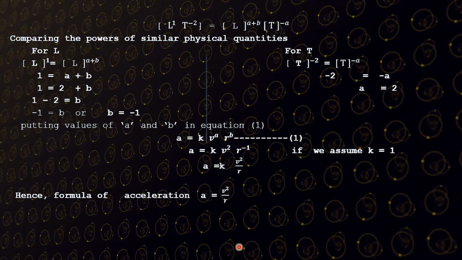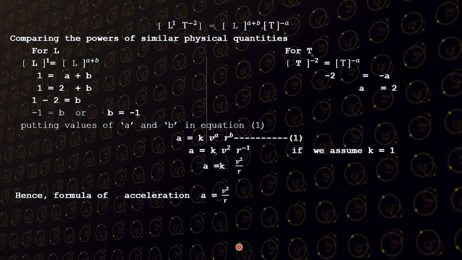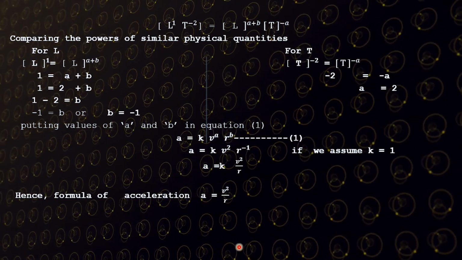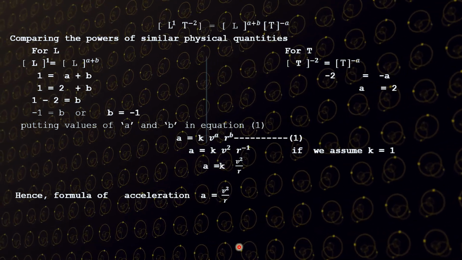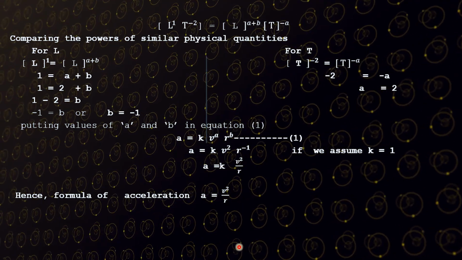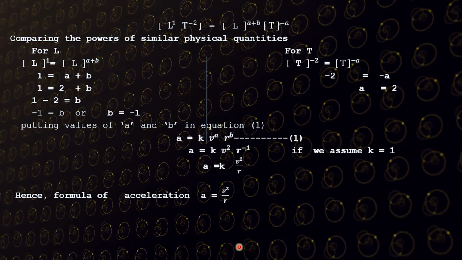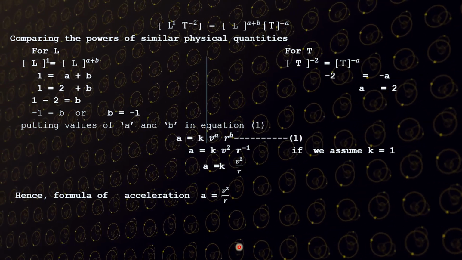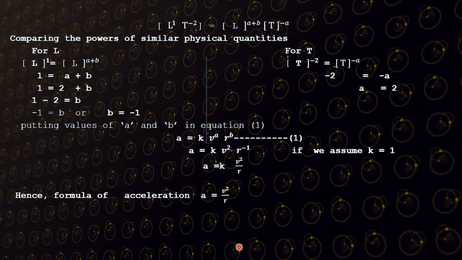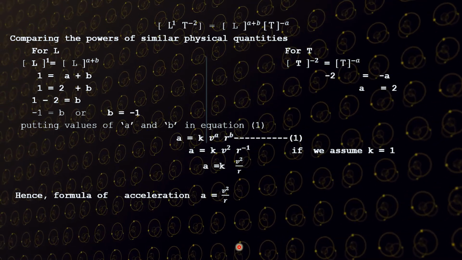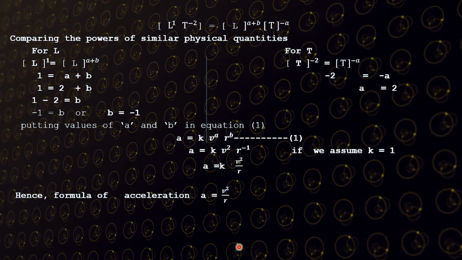Just have a quick recap of what we have done. First step, you write the physical quantity proportional to the factors on which it depends, and you provide powers like a and b. Then you substitute the dimensions on both sides. You compare the dimensions of the same physical quantity to find the values of those powers. Then you substitute the values of those powers back into equation number 1, and you will get the formula like we have derived.